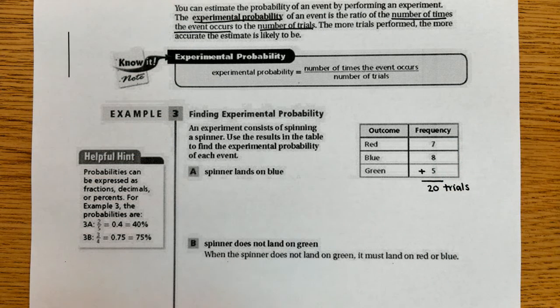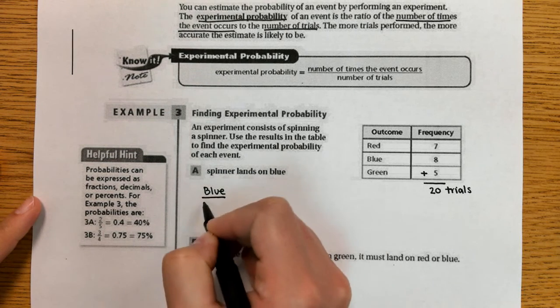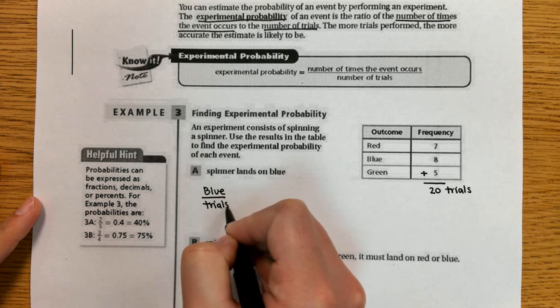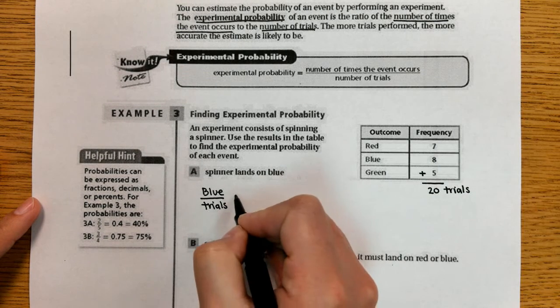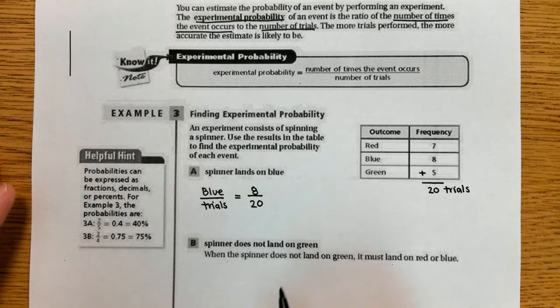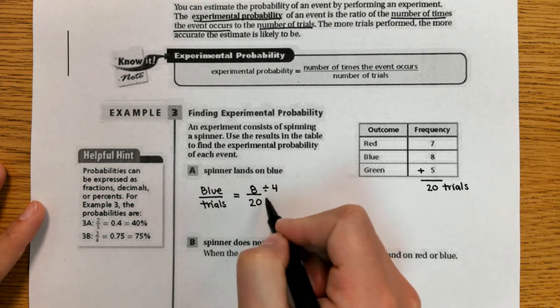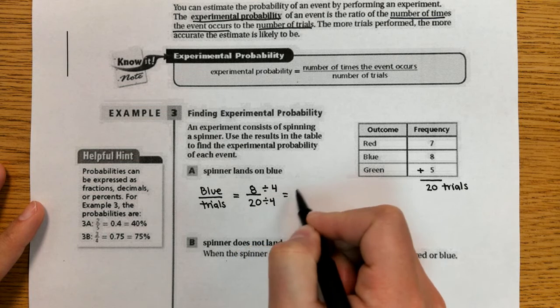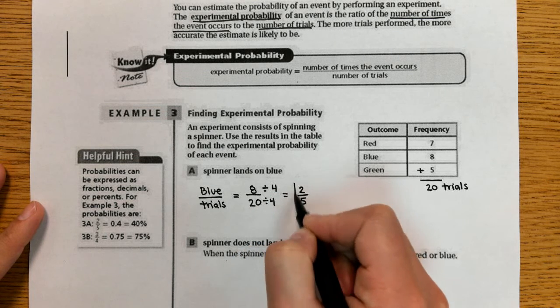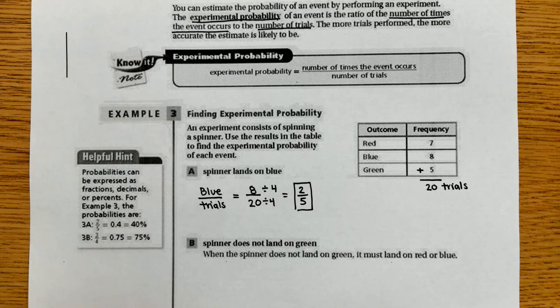So A says spinner lands on blue. So we need to figure out how many times it landed on blue and put that over the number of trials. So here blue was 8 times, so we're going to have 8, and the number of trials is 20. So 8 over 20. And if you can simplify your fraction, please do. So here we can divide top and bottom by 4. So we get 2 over 5. So 2 out of every 5 spins would land on blue.